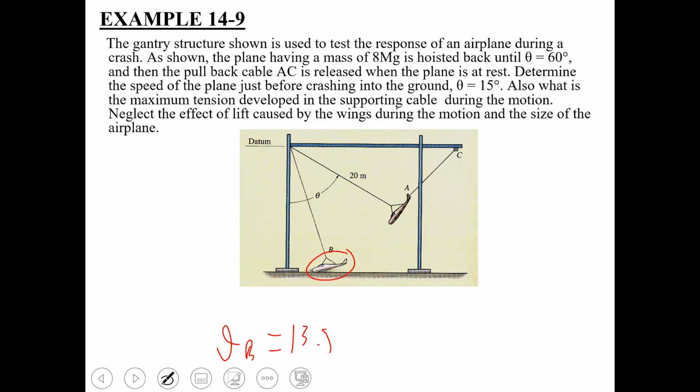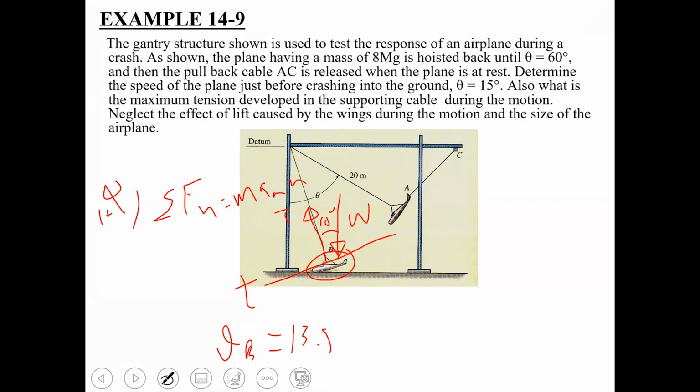If I draw the free body diagram at this position, the tension would be acting along the chord, and the weight would be acting vertically downward. The angle between these two is 15 degrees. So applying the equation of motion along the normal axis, this is my t axis and this is my n axis. So applying summation Fn equal to MAN.